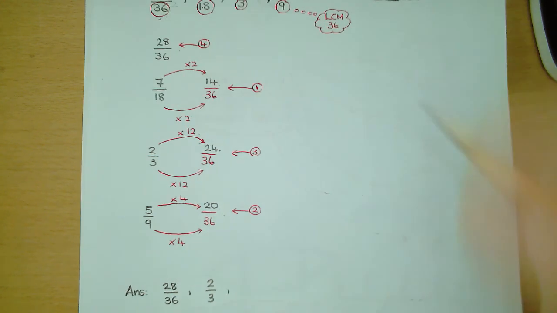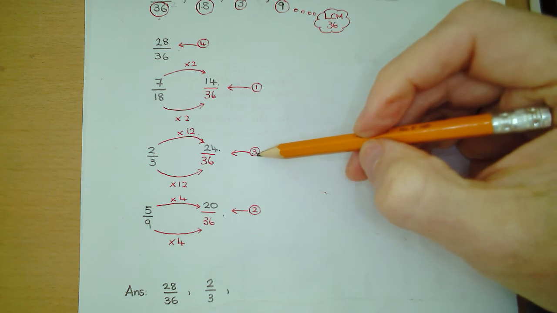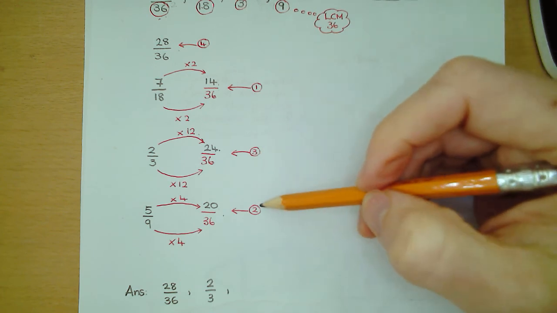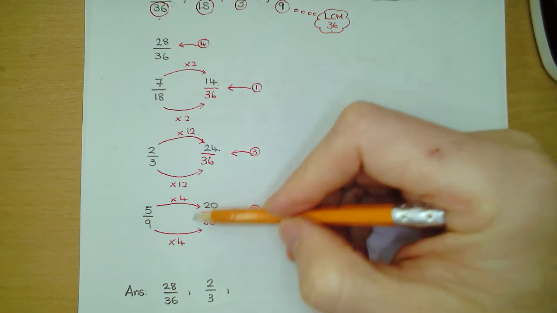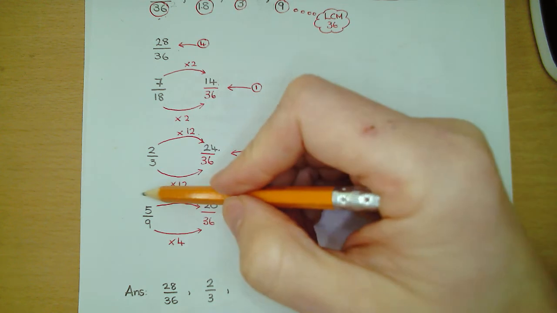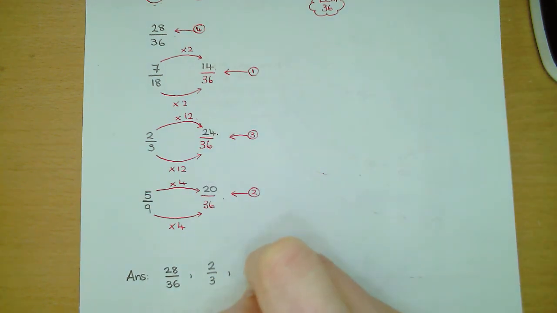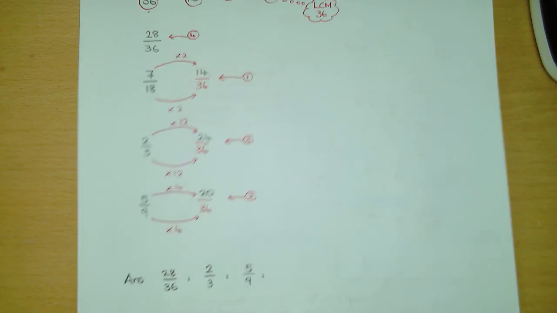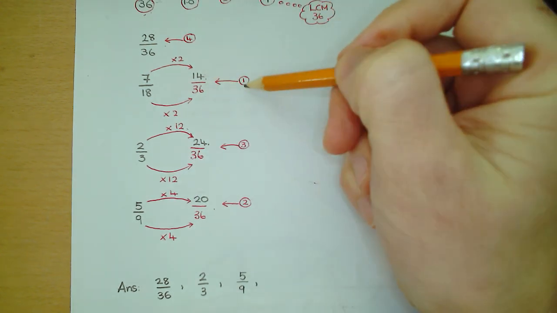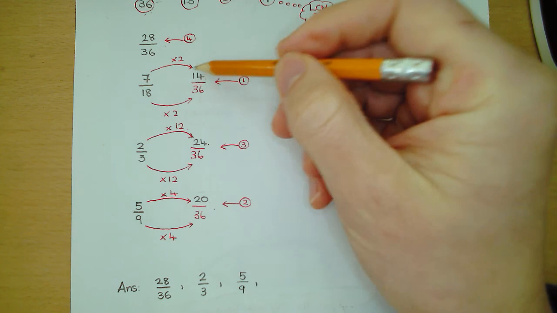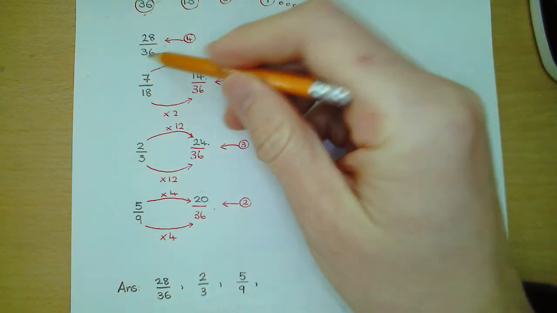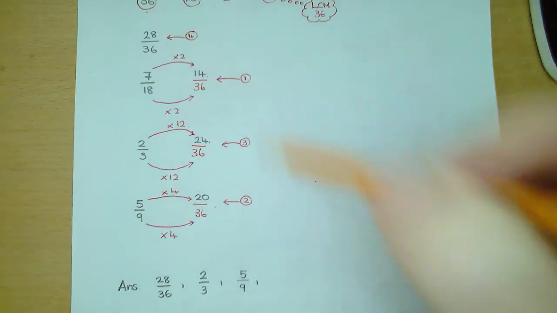So again, going down through the rank orders, the next one down from 3 is 2. But again, you don't write 20/36, you write the original fraction, so 5/9. And then finally, going down to number 1, the very smallest fraction, again it's not 14/36, it's the original one, 7/18.